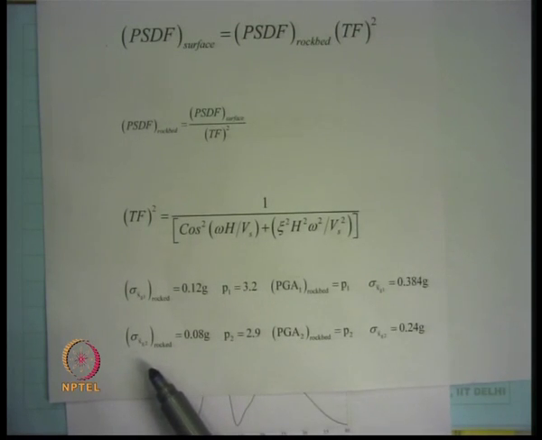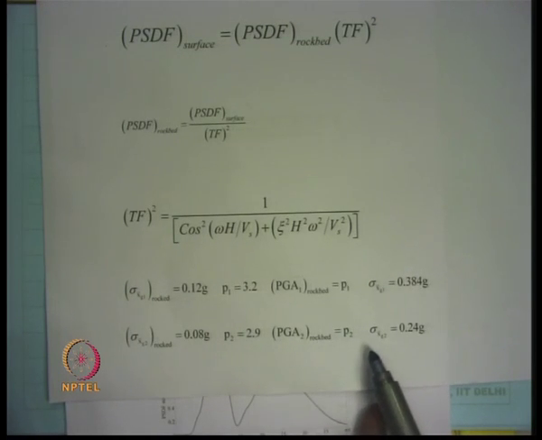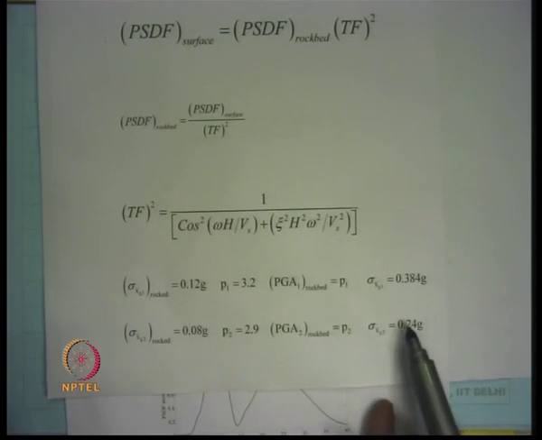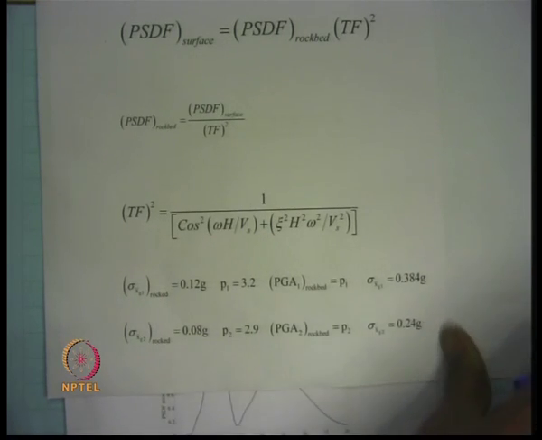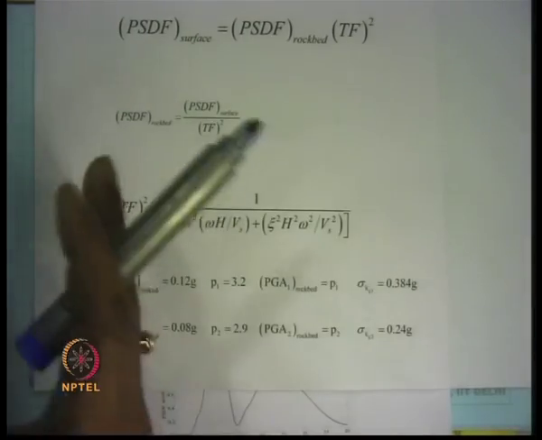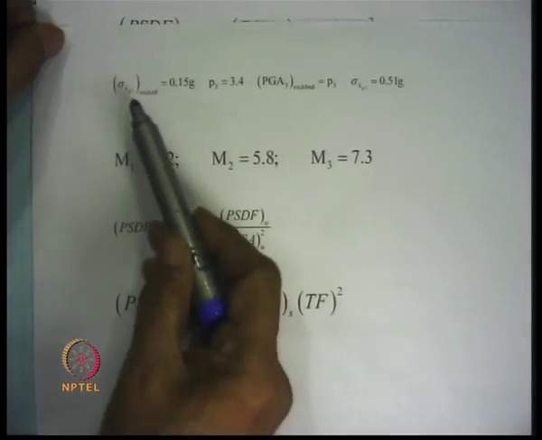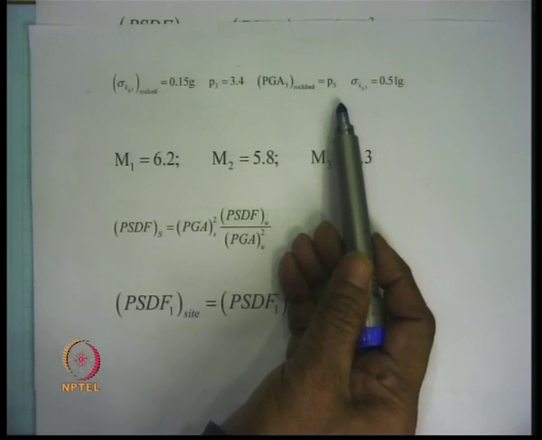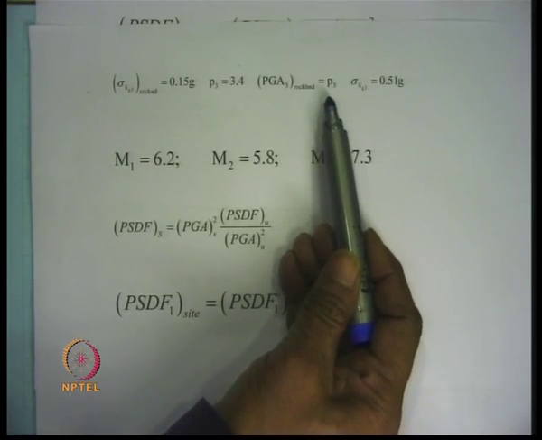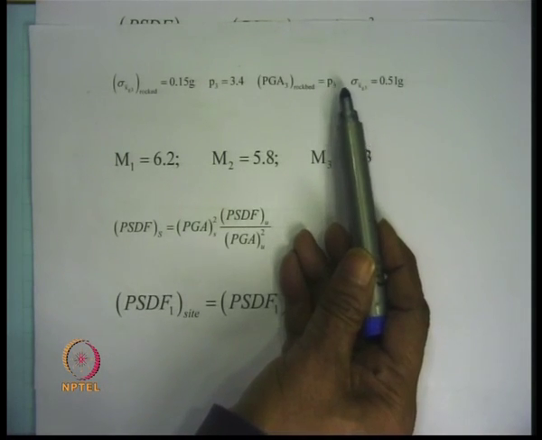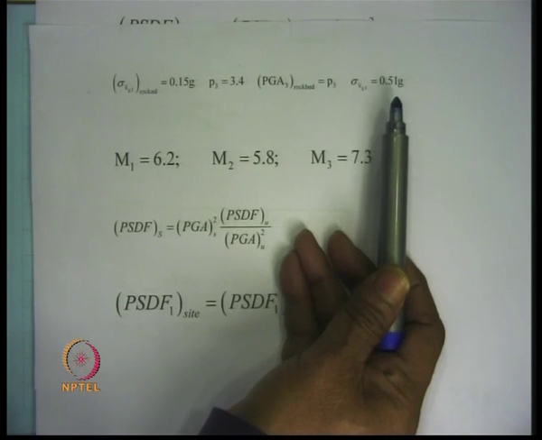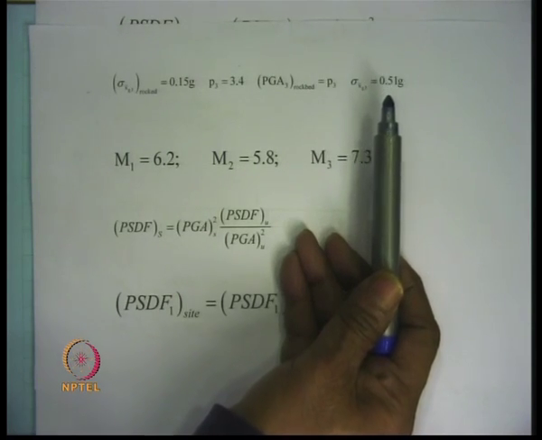Similarly, for the site 2 we can find out the peak ground acceleration at the rock bed level from the power spectral density function of the ground acceleration that we have obtained at the rock bed level. And for site 3 also we did the same kind of calculation in order to obtain the peak ground acceleration at the rock bed level from the power spectral density function that is obtained for the site 3.